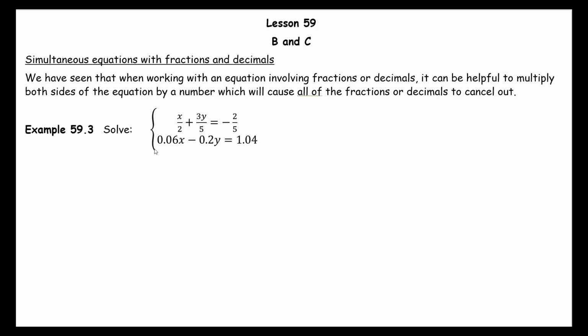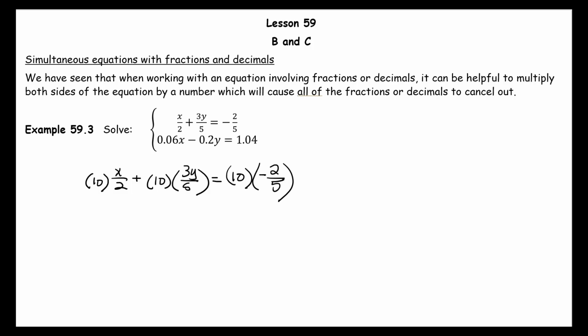So I'm going to look at the first equation. It has denominators 2, 5, and 5. If I multiply that whole equation through by the least common multiple of 2 and 5, all those denominators will cancel. So I'm going to multiply all the terms in the first equation by 10, which is the least common multiple of 2 and 5. So 10 times the first term, which is x over 2, 10 times the second term, which is 3y over 5, 10 times the last term, which is negative 2/5.